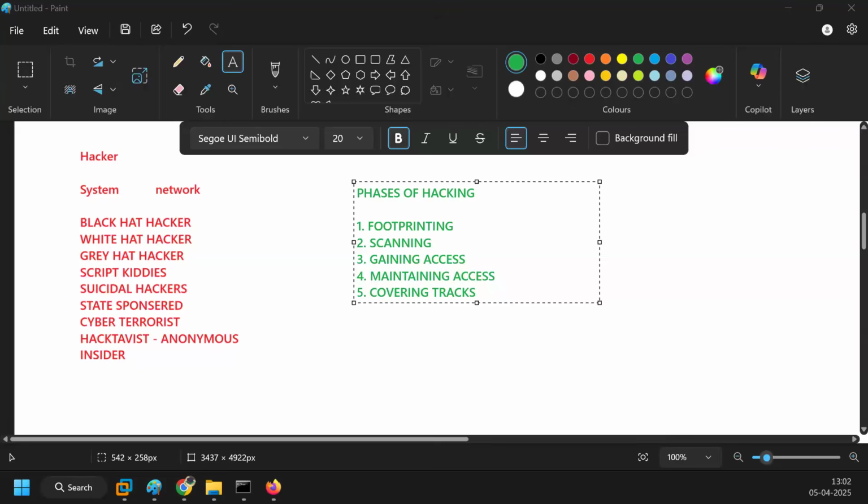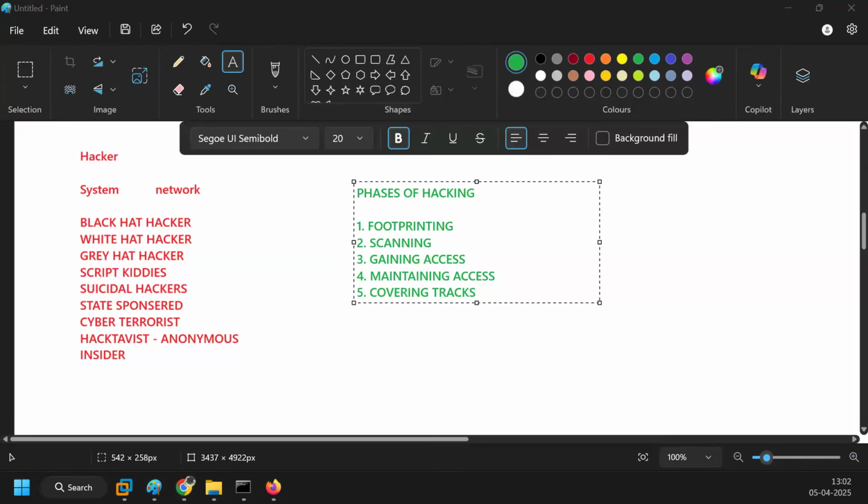Now, after maintaining access, we have the very last phase, which is called covering tracks. Over here in covering tracks, we will be trying to remove all the evidence of compromise.